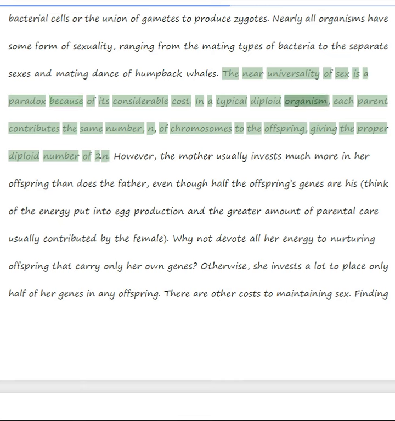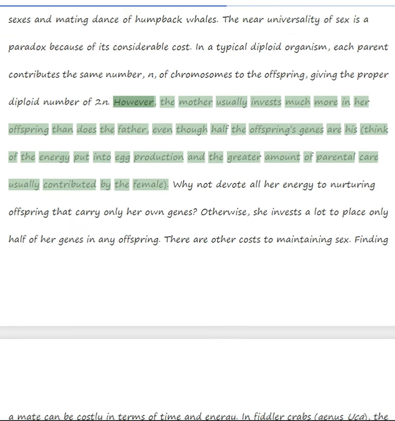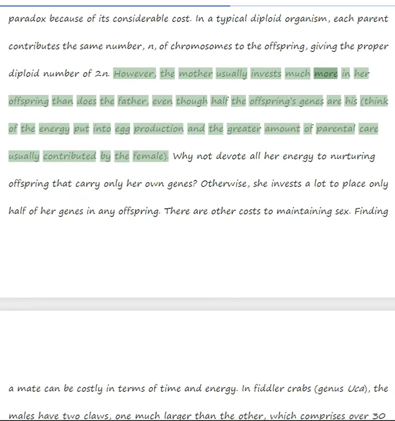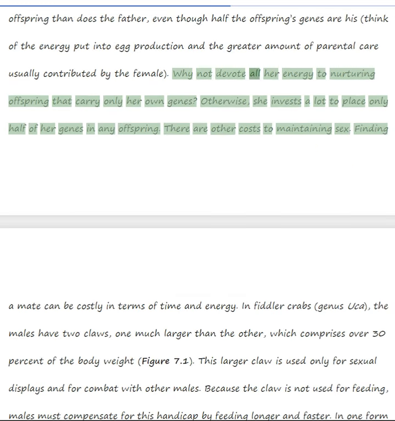In a typical diploid organism, each parent contributes the same number, n, of chromosomes to the offspring, giving the proper diploid number of 2n. However, the mother usually invests much more in her offspring than does the father, even though half the offspring's genes are his. Why not devote all her energy to nurturing offspring that carry only her own genes? Otherwise, she invests a lot to place only half of her genes in any offspring.